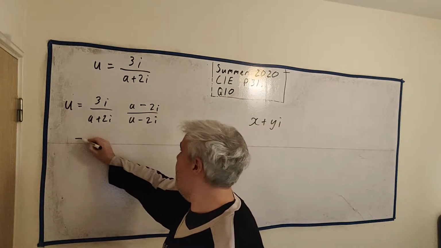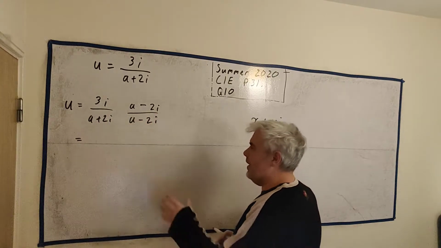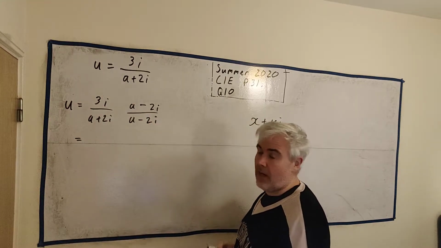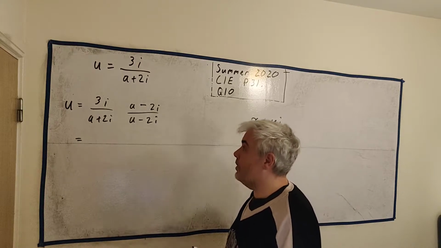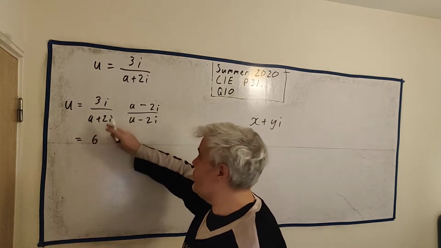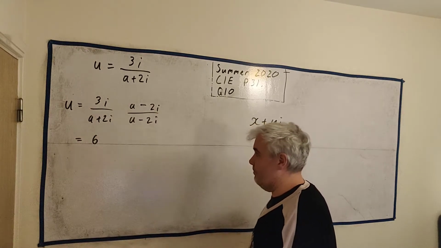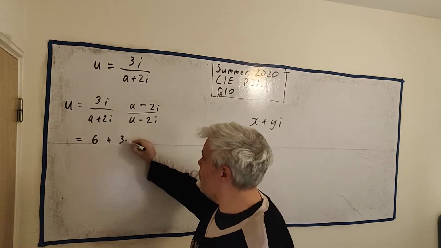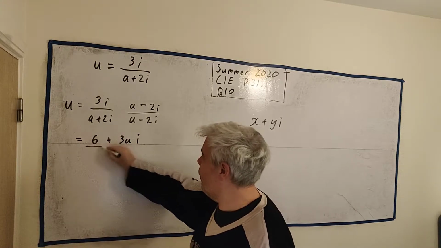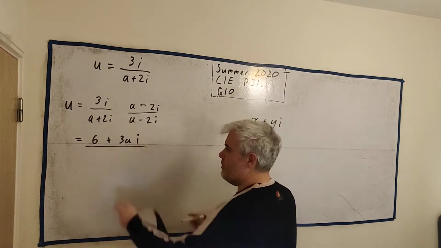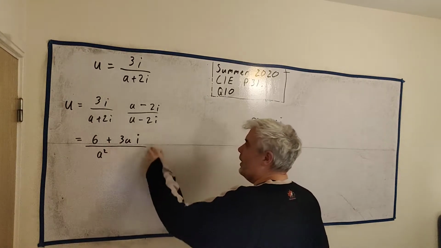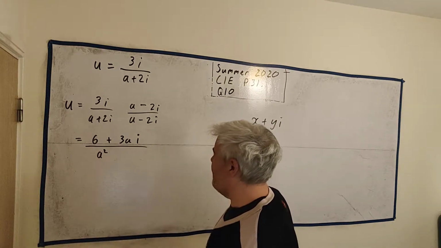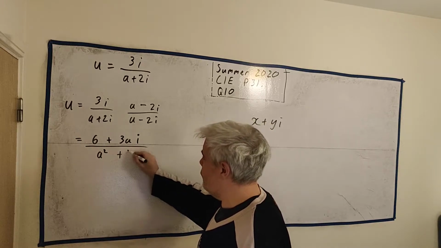So we multiply this in, and let's do this quickly. 3i times minus 2i will be minus 6i squared. The i squared will become a minus 1, so we get plus 6. That's 3i times minus 2i. Then we get 3i times a, so we get plus 3ai. That's the top row. On the bottom row, we get a times a, a squared. We'll get 2i times minus 2i, that'll be minus 4i squared, so that's plus 4.